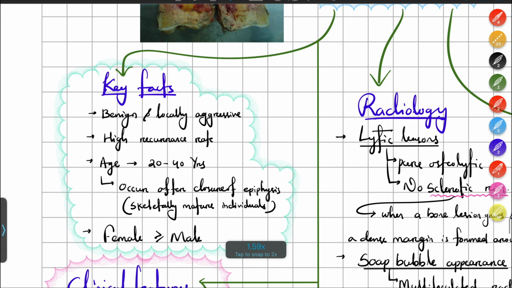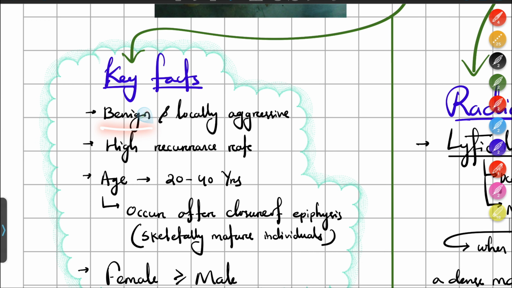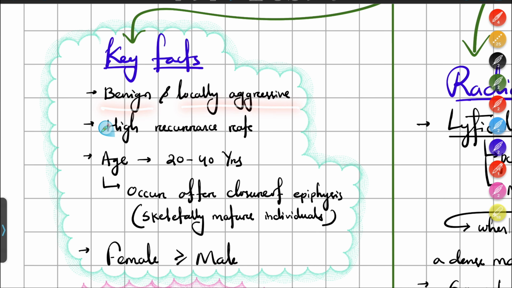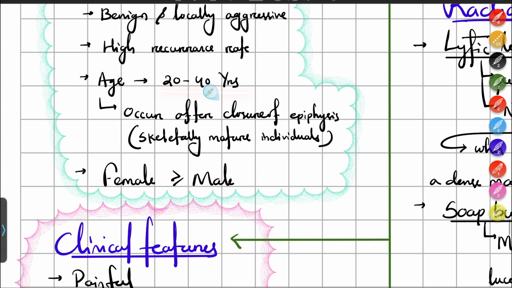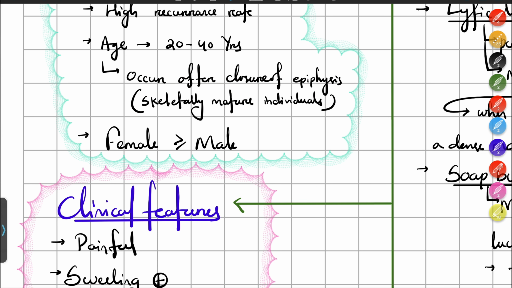So now let's see the key facts. It is benign and locally aggressive. It has high occurrence rate. The age group is 20 to 40 years. It occurs after closure of epiphysis, mostly in the skeletally mature individuals. It is more common in females as compared to males.